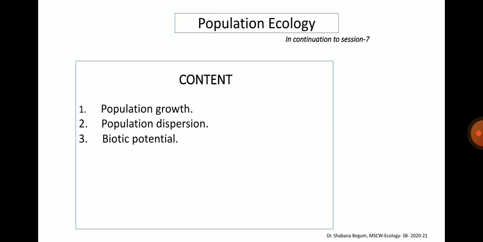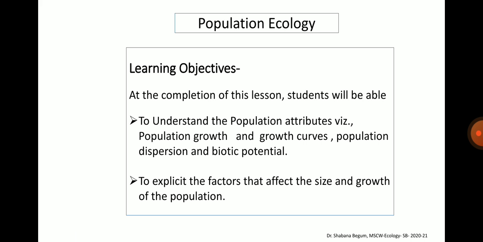The contents being population growth and growth curves, to discuss population dispersion, biotic potential as well as population regulation. And the learning objectives are to understand the population attributes with the population growth and growth curves, population dispersion, biotic potential and population regulation, and also to explain the factors that affect the size and growth of the population.